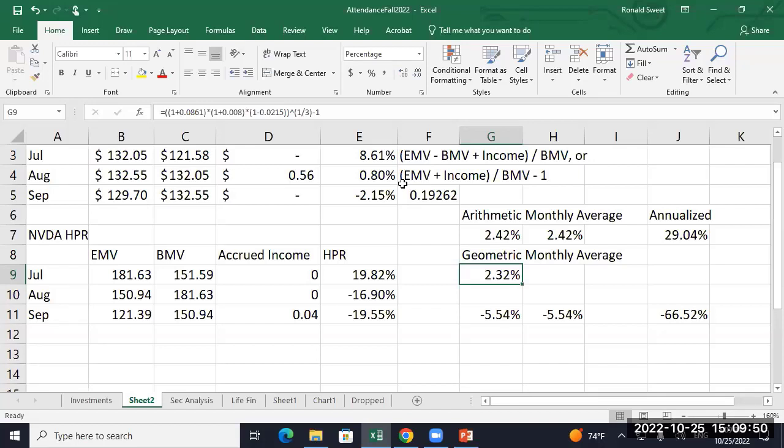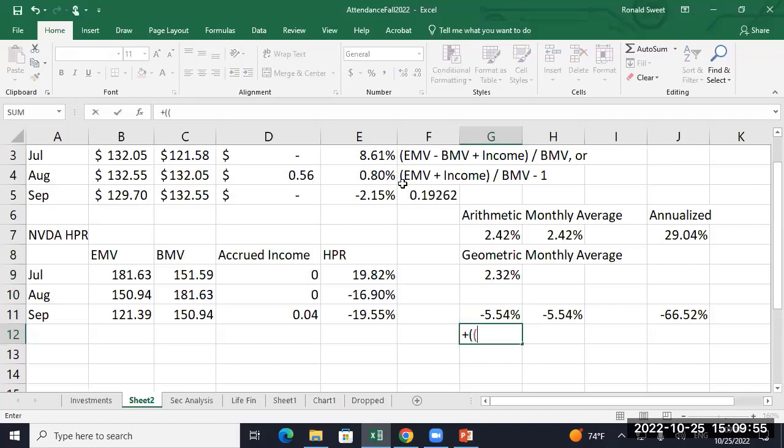All right, so there's your geometrically linked return. It has to be lower than arithmetic. So when we do this, you start off with 2 parentheses, 1 plus 0.1982, times 1 minus 0.169, times 1 minus 0.1955, close parentheses twice, raise that to 1 divided by 3, minus 1. Now, that one's also going to be smaller than arithmetic. So when you have a negative number, it's just going to be more negative. So it always has to be smaller.